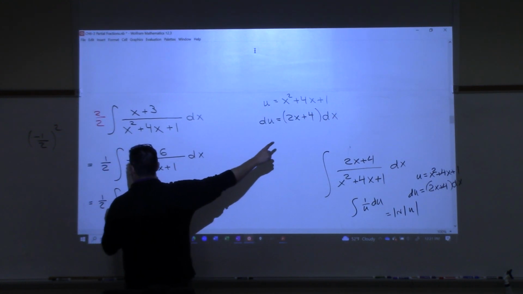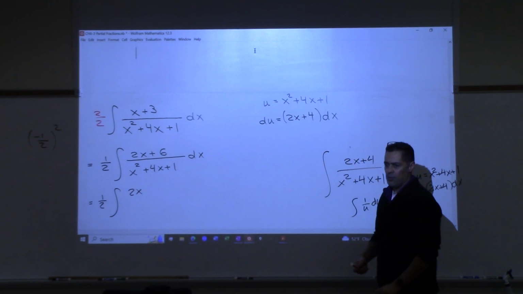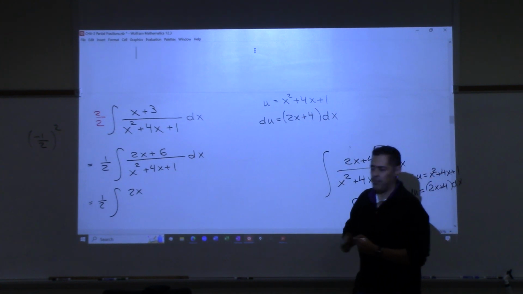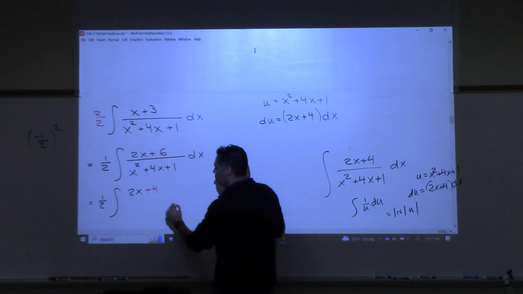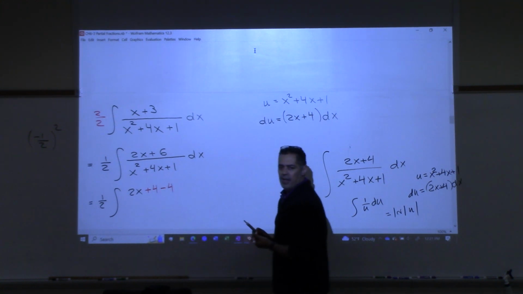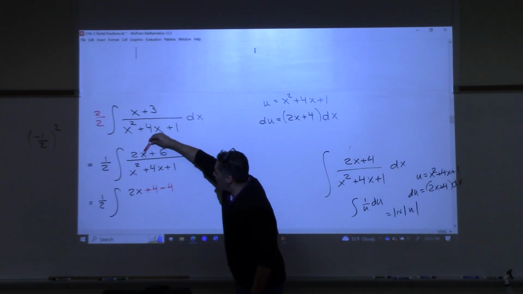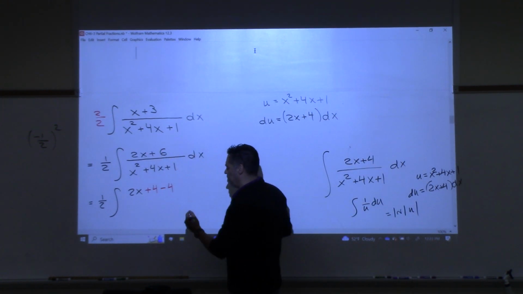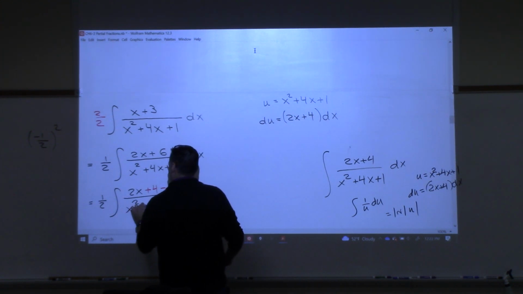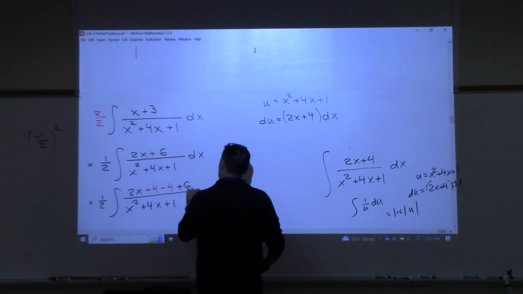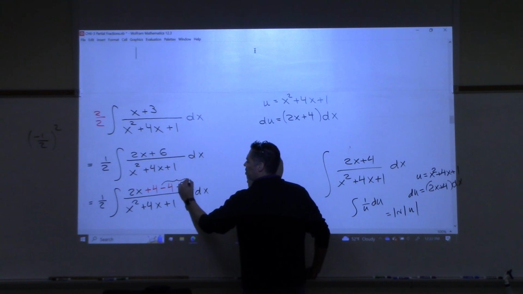What is it that we wanted? 2x plus 4. I wanted 2x plus 4, didn't I? So I'm going to write 2x and then I'm going to write exactly what I want it to be, plus 4. But if I'm going to add 4, I need to subtract 4. Right? So there's a hidden 0 that I've introduced. And then what was there? Because I mean, I did 2x, then I did the plus 4 minus 4, but there's still a plus 6 there. And then over x squared plus 4x plus 1 dx. These two come together to be a 2, right?